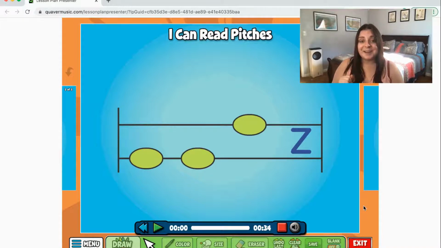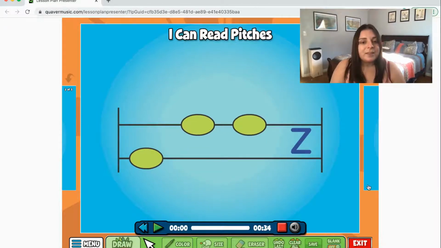All righty, let's try again. 1, 2, ready, sing. Mi, mi, sol. All right, I hope you got it. We've got one more that we can do together. We're again starting with mi. Let's give it a try together. 1, 2, ready, go. Mi, sol, sol. Let's try again. Mi, sol, sol. Great job.